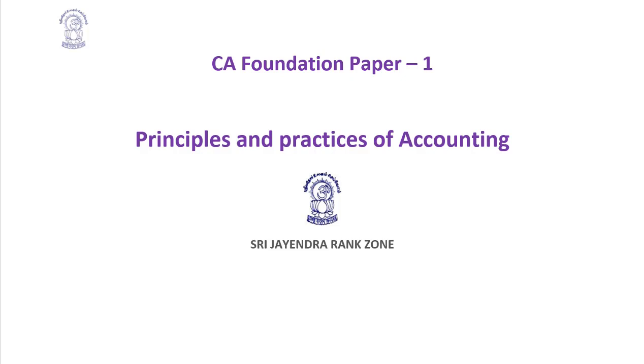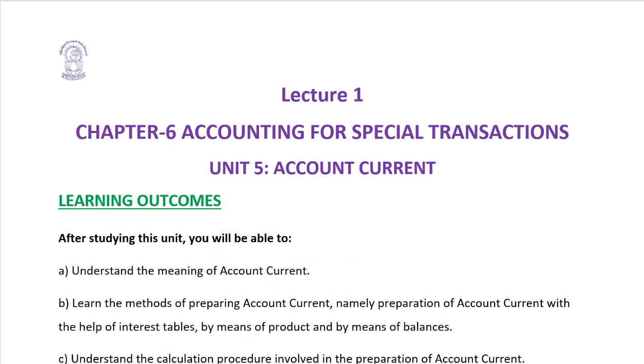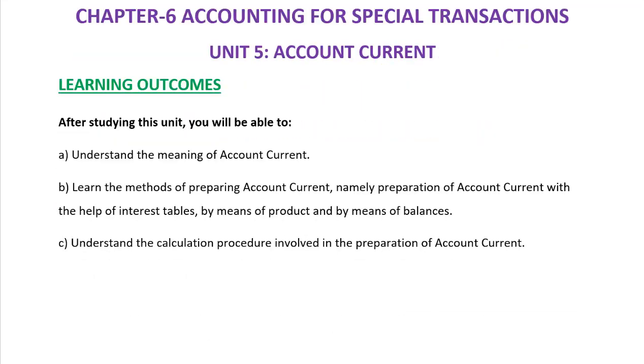In this lecture, we'll begin with Accounting Chapter 6, Unit 5, that is Account Current. Let us begin. This is the first lecture of Unit 5, Account Current, and we are doing Chapter 6, Accounting for Special Transactions. Let's begin with the learning objectives.